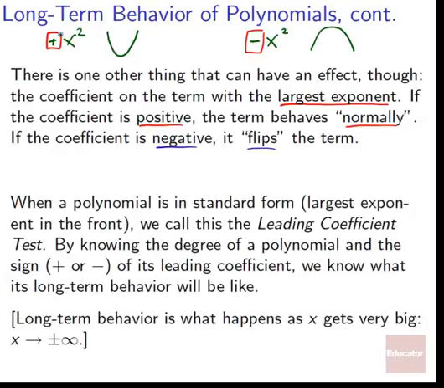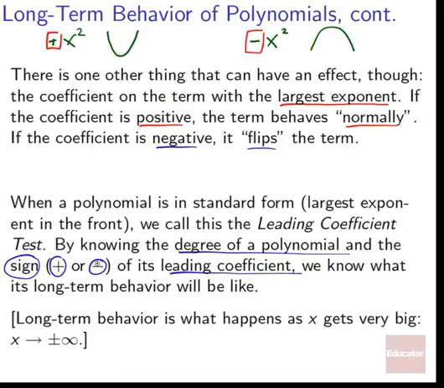By knowing what the leading coefficient is and the degree of the polynomial, we'll be able to know what the long-term behavior is. So all you need to know to use the leading coefficient test is the degree of the polynomial and the sign of the leading coefficient, which is going to be either plus or minus, or negative, technically. We know what its long-term behavior will be like. We'll see some pictures on the next one.